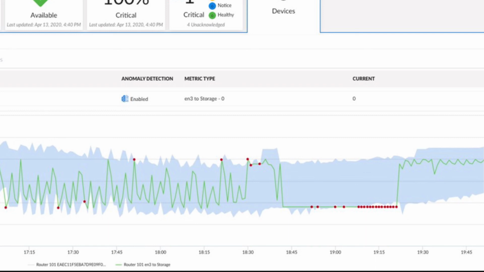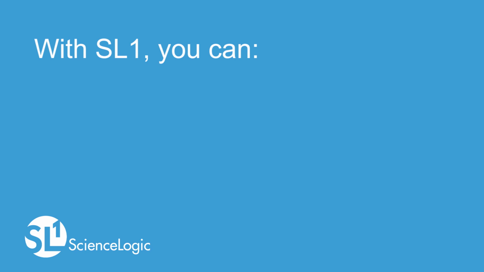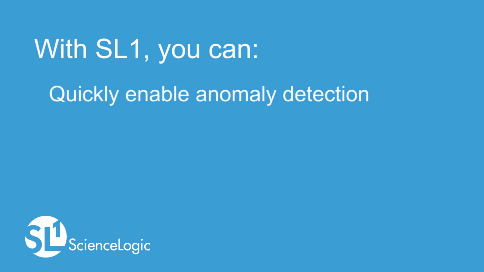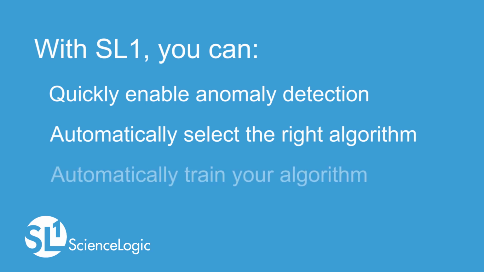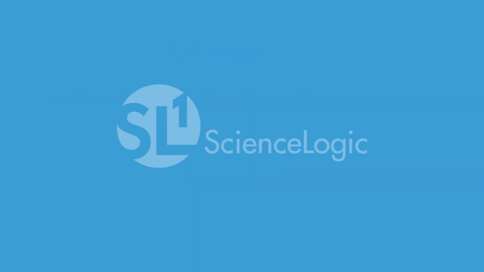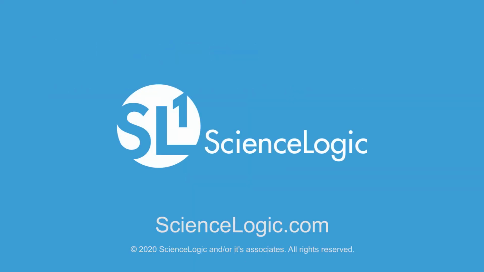You don't actually know. The power of machine learning here is that we learn organically from the data itself. As we collect new information, we retrain the model and we relearn. In this particular case, if you look at the red dots, you see that we did indeed predict these as anomalies. With SL1, you can quickly enable machine learning-based anomaly detection, automatically select the right algorithm for your data metrics, and automatically train your algorithms with historical performance data.